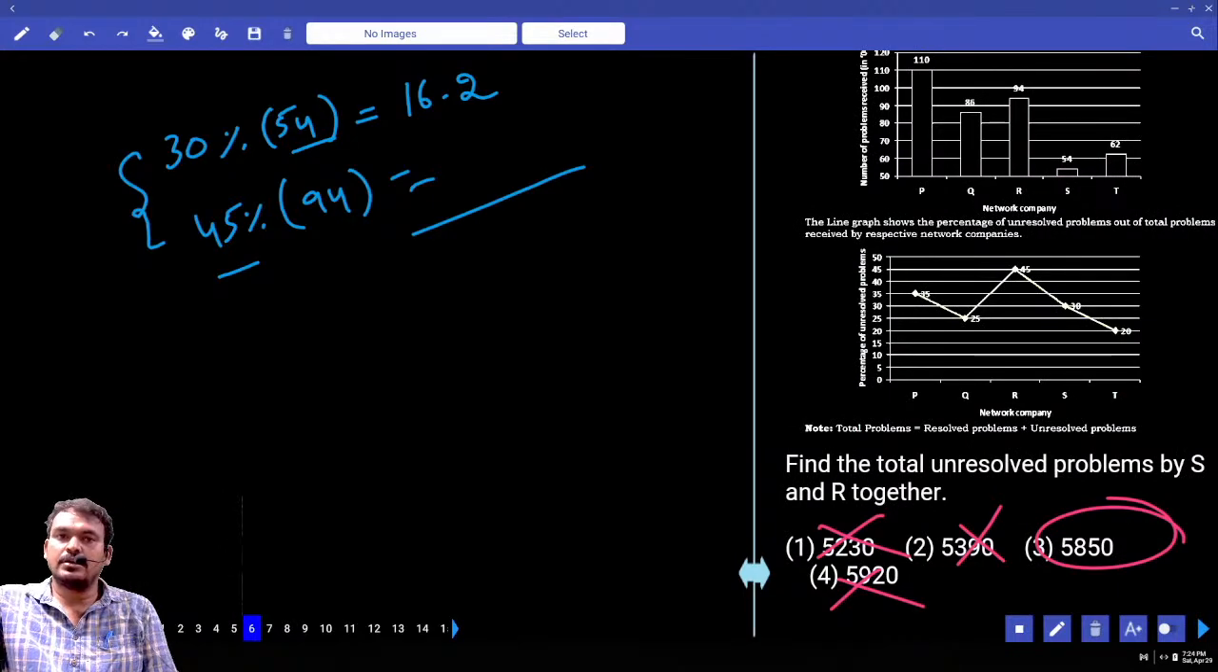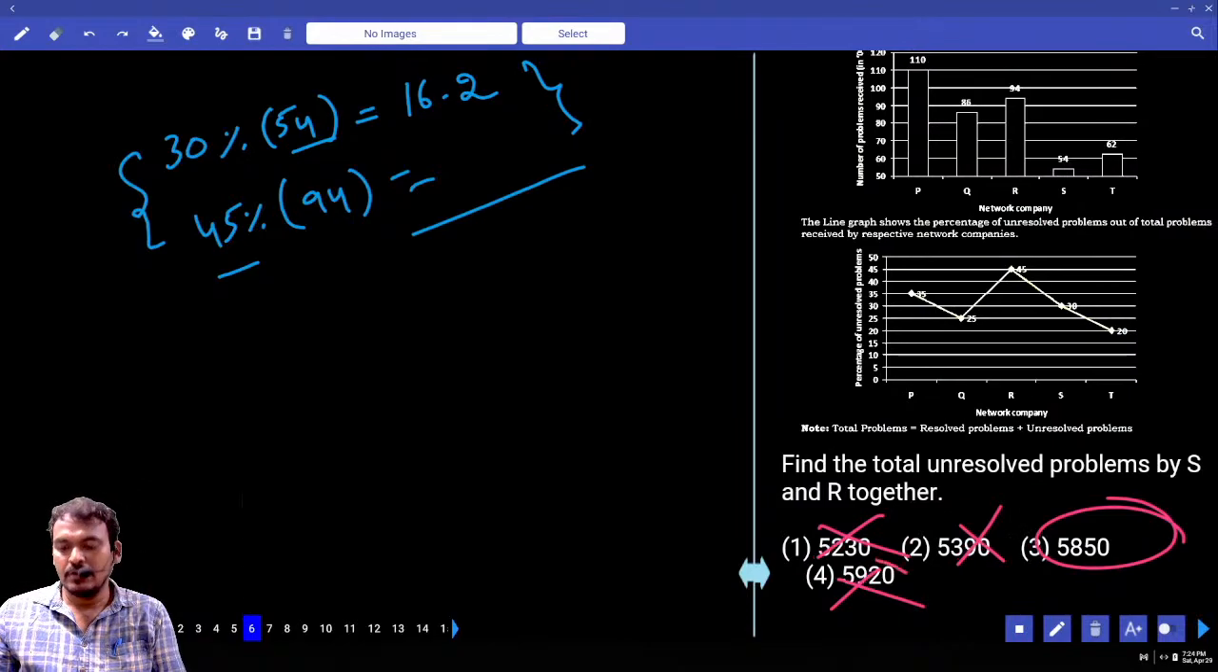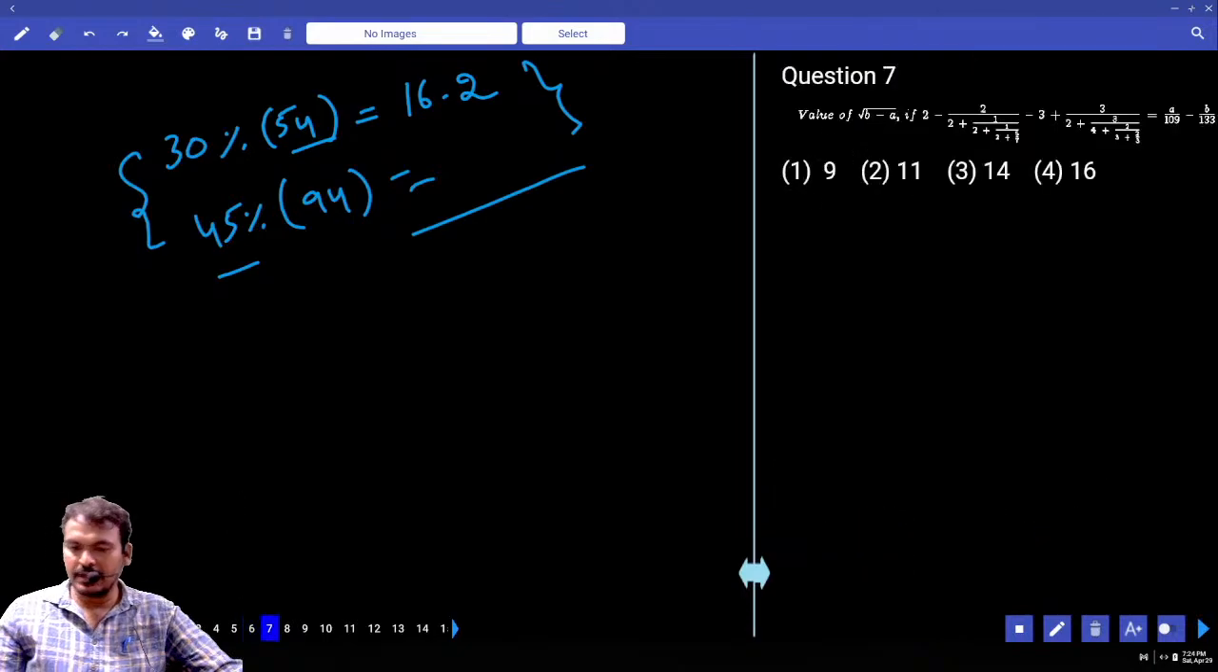Second one actually, 45% of which one? 94. These two are adding, we get the sum value. Okay, that must be which multiple? 9 multiple. Which option? Third one. Next question number 7.